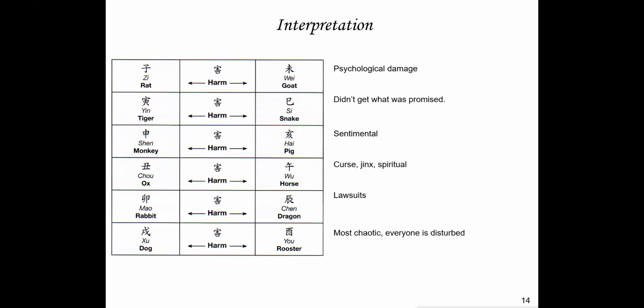Okay, so therefore, when the goat harms the rat, it means psychological damage, mental stress. The snake and the tiger, because tiger, remember, just now was about growth. The pig and the tiger is about growth. Therefore, the lock of growth is broken promises. And tiger is mostly about business. So mostly the harm is more business related. So therefore it's a prevention.